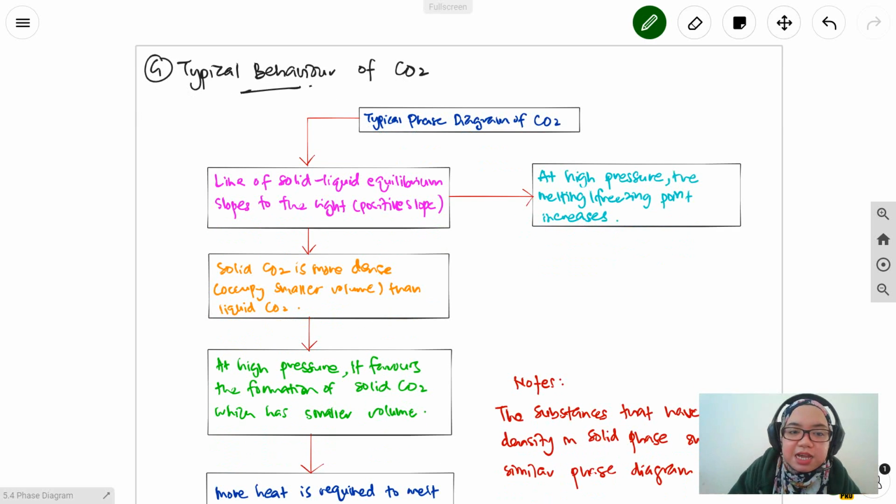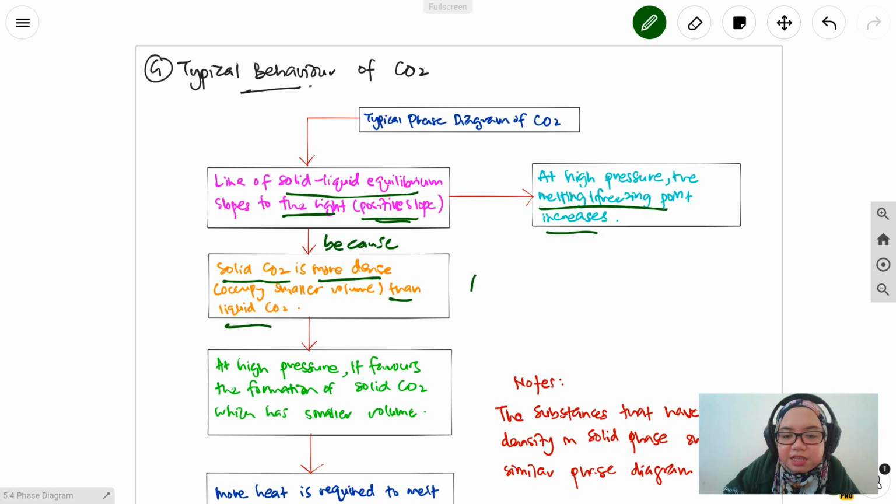Okay. So, line of solid liquid equilibrium slopes to the right. Maksudnya, dia ada positive slope. So, carbon dioxide dia ada positive slope. Indicate that at high pressure, the melting or freezing point increases. Okay. So, kat sini, kenapa line dia positive slope? Because solid carbon dioxide is more dense than liquid.